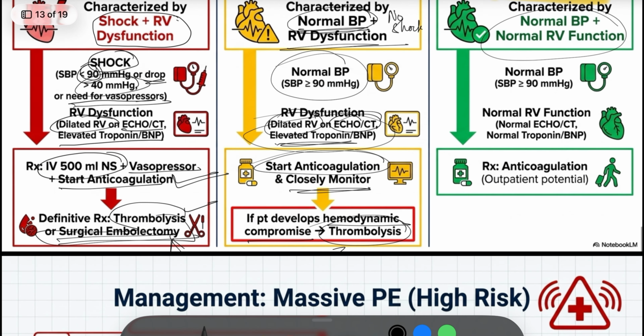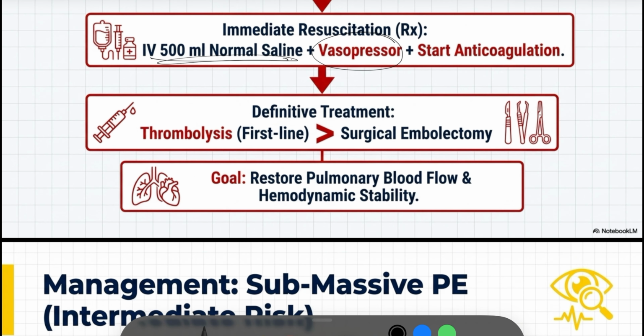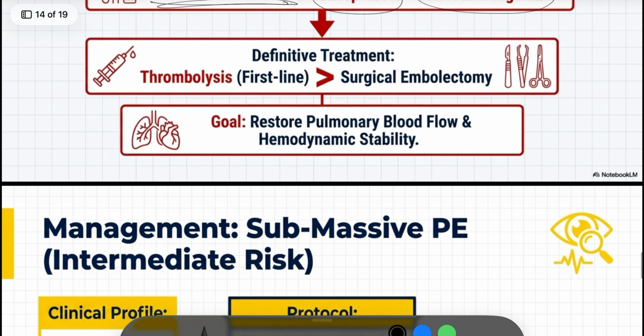by IV normal saline 500 ml plus vasopressor plus anticoagulant. Thrombolysis is preferred over surgical embolectomy. We prefer non-invasive methods first, and if things are going wild, then you have to intervene. The goal is to restore pulmonary blood flow and hemodynamic stability. And even here, start anticoagulant and closely monitor.